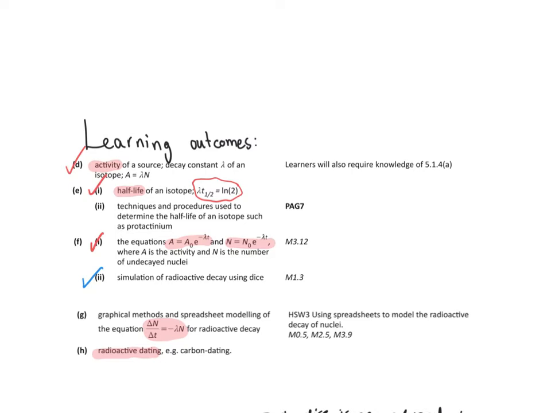Just before we continue, a little bit more about the decay constant. If you have a large decay constant, then there's a high probability of a nucleus of an isotope decaying. So every single isotope has its own decay constant.